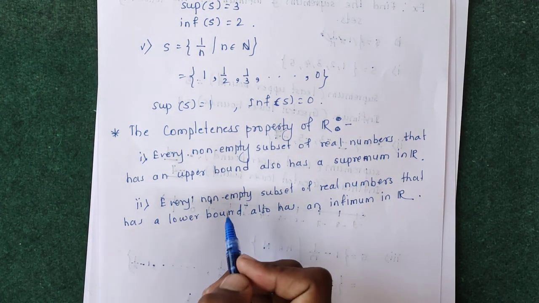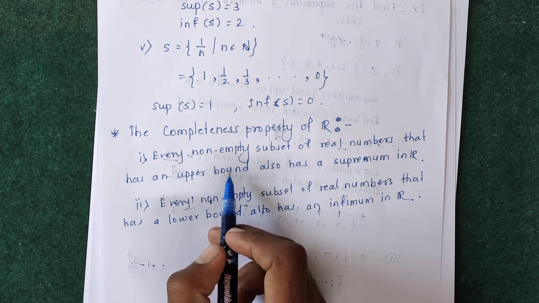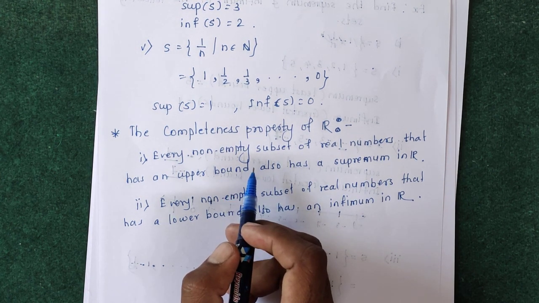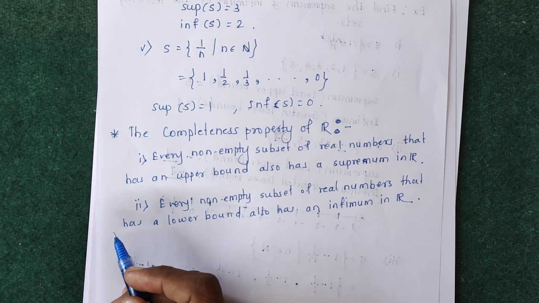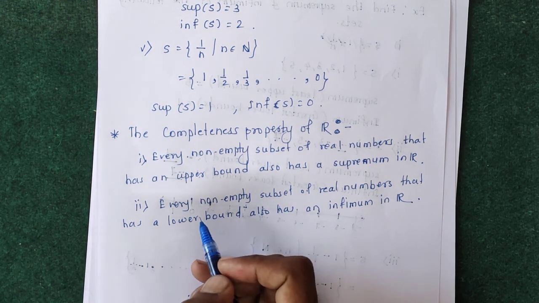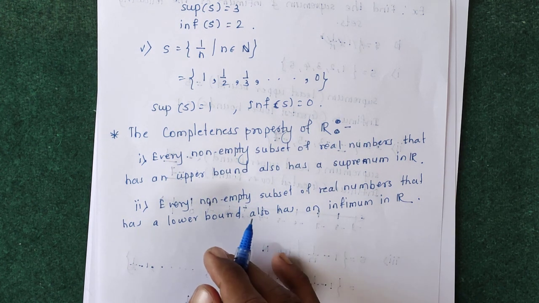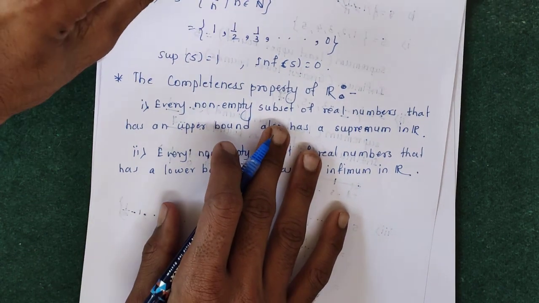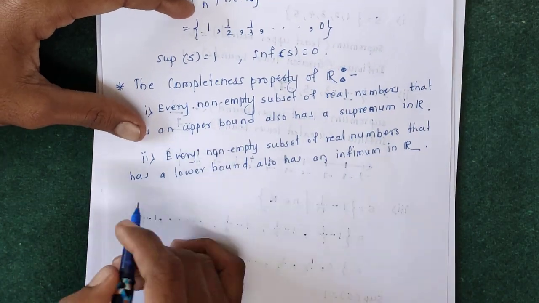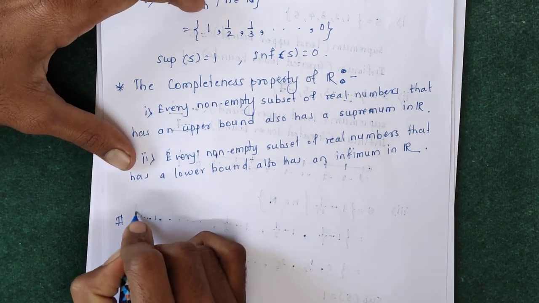If we get a subset of R which is bounded above, then that set has a supremum, and if we get a subset of R which is bounded below, then that set must have an infimum. This is the completeness property of R. Now we will see the Archimedean property of R. The next topic is the Archimedean property of R.